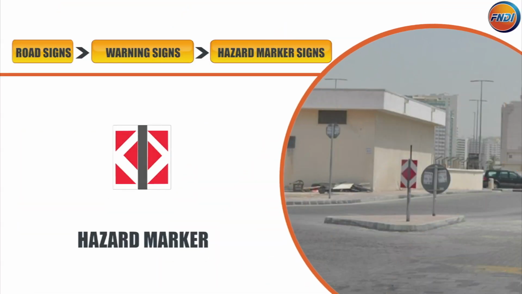Hazard marker. This sign is used to divert the traffic to pass either side of a traffic island. Hazard marker signs can be found at junctions, traffic signals, service roads, and beginning of the slip lanes.